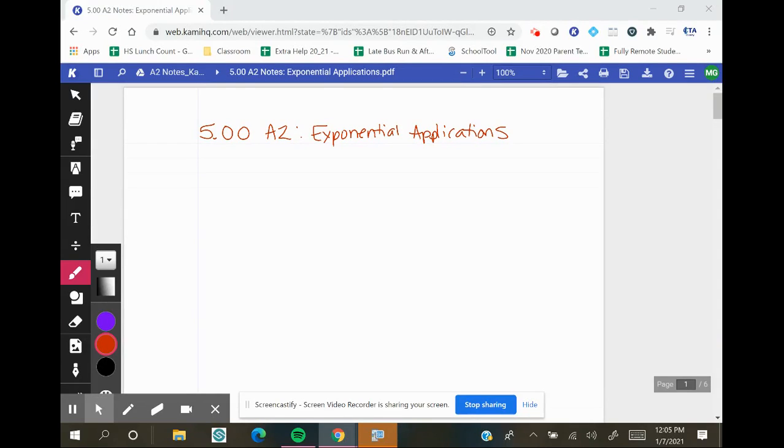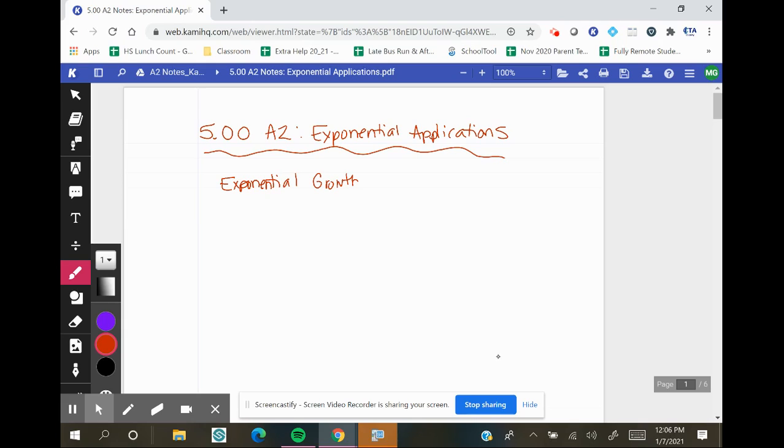Hello, this is 5.00 Algebra 2 notes today, and we're going to talk about some exponential application problems. So we're going to go over some different formulas, and then we'll do one example of each one. So the first is an exponential growth model.